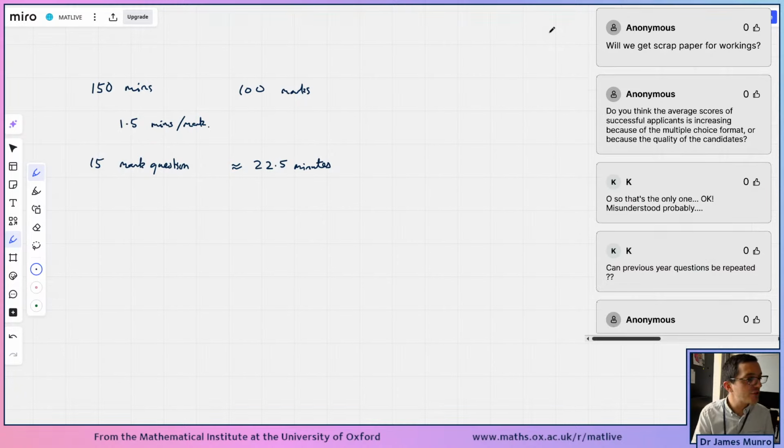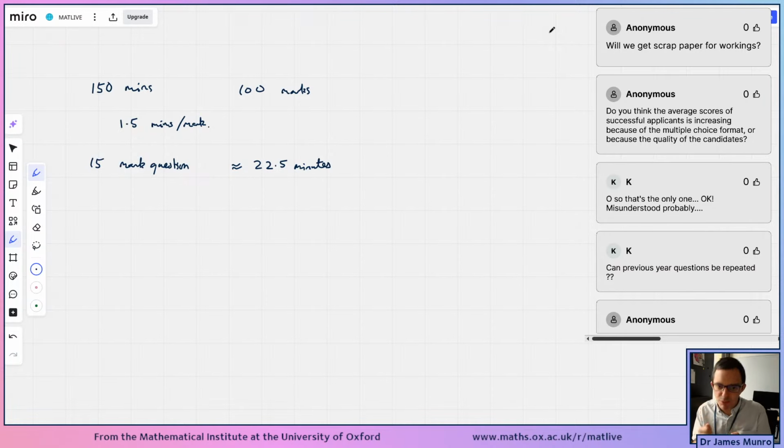Do I think the average score of successful applicants is increasing? No. Because of the multiple choice formats? No. Or because of the quality of candidates? No, okay. Will we get scrap paper for working?